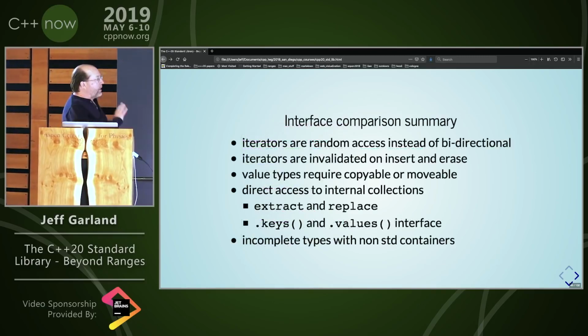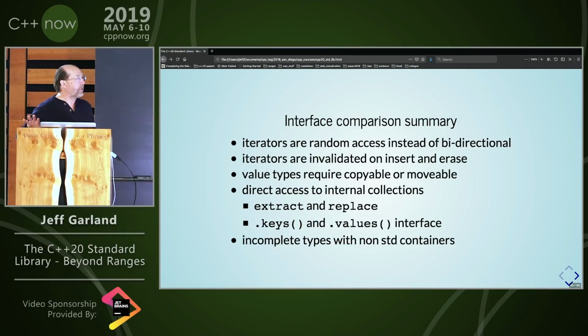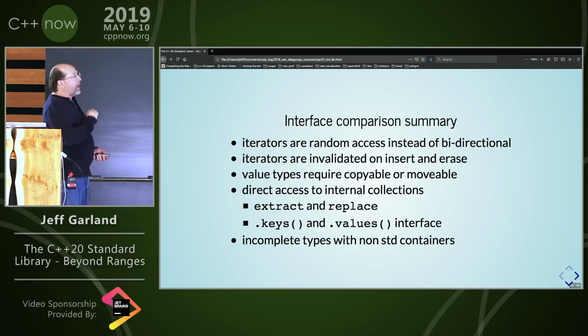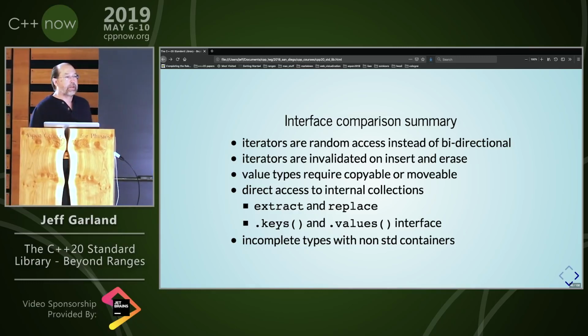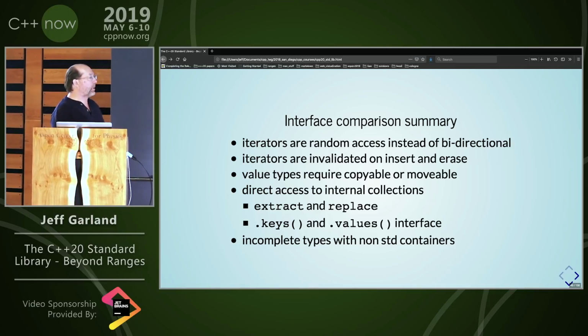So, interface comparison to standard containers. First of all, the iterators in these are random access instead of bidirectional. That's because the underlying storage is contiguous for keys and values, and the keys and values are actually separated into two different underlying collections. We will see that in just a minute. The iterators, which you might expect to be stable in a regular map in the face of insert and erase, are not going to be stable here. So that's a definite difference in the interface that you should be aware of.